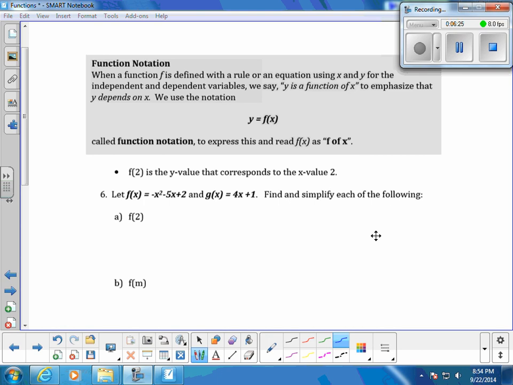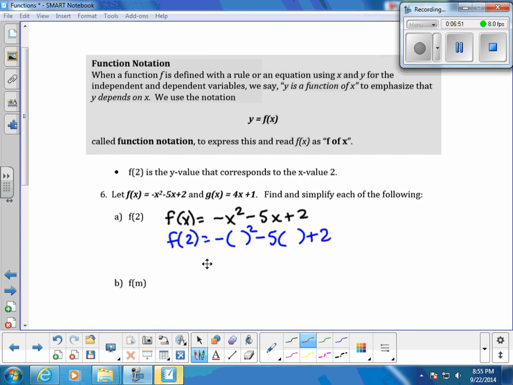Okay, this says go to the f function and write it down. So I'll go to my f function and it's right here. I would say f of x is equal to negative x squared minus 5x plus 2. F of 2 says everywhere there's an x, put a parenthesis, and then go back and fill it in with the 2. And then we calculate.